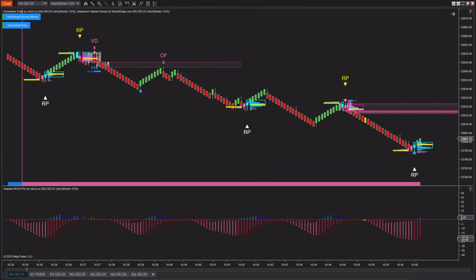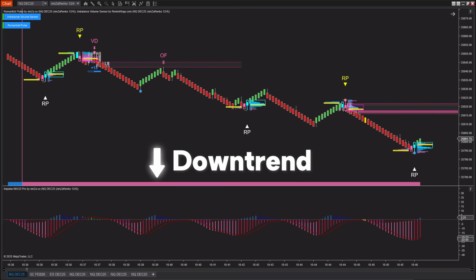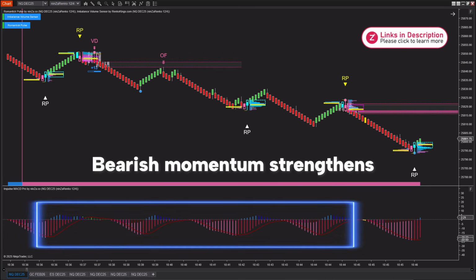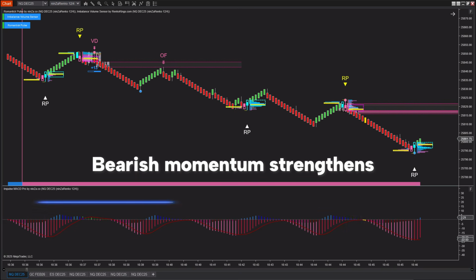On the other hand, to enter sell trades, we need to wait for the imbalance volume sensor ribbon to shift to pink, indicating that a downtrend is taking shape. At the same time, pink and red histogram bars on the Impulse MACD Pro confirm that bearish momentum is strong, showing clear dominance from the sellers. When both of these conditions align, it sets the stage for high-quality sell opportunities.